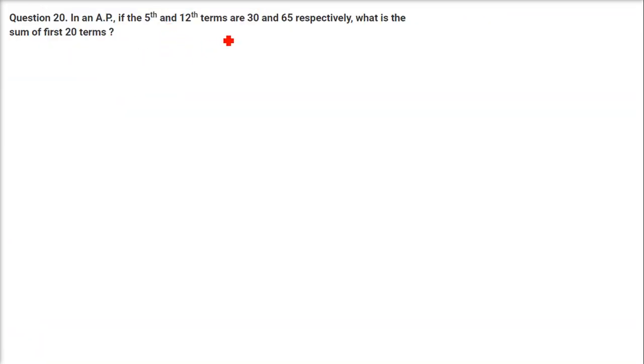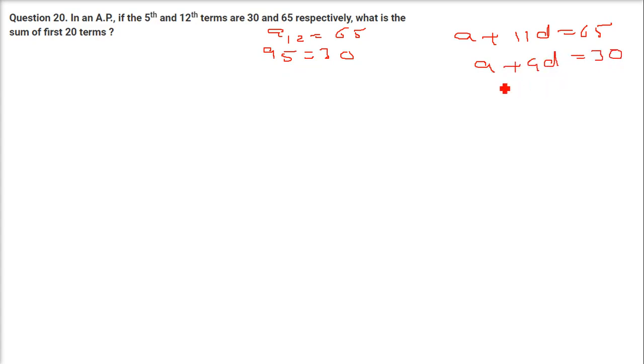In an AP, the 5th and 12th terms are 30 and 65. What is the sum of first 20 terms? So a12 is given as 65. So a plus 11d is 65. And the fifth term, a5, is 30. That is a plus 4d is 30. Let us subtract it. 11 minus 4 is 7d, and 65 minus 30 is 35. So d is 7 fives are 35. d is 5.